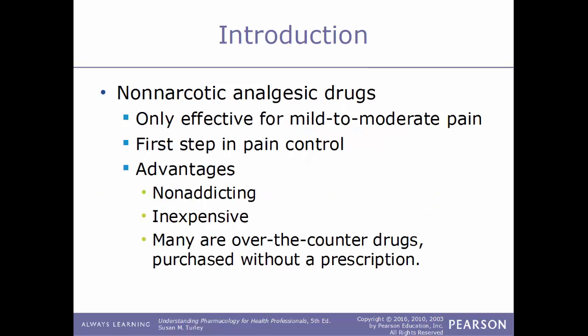All right, the first type of analgesic drug we'll talk about are non-narcotic analgesic drugs. And these are only effective for mild to moderate pain. This is the very first step in pain control. Now, there are some advantages for this category of drug. These are non-addicting, these are inexpensive, and many are over-the-counter, so they can be purchased without a prescription.